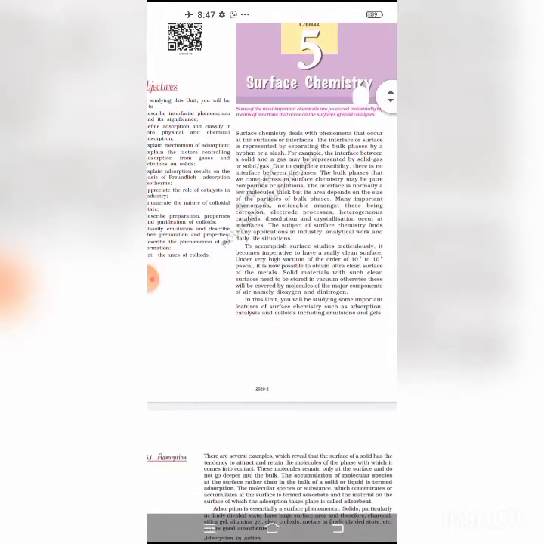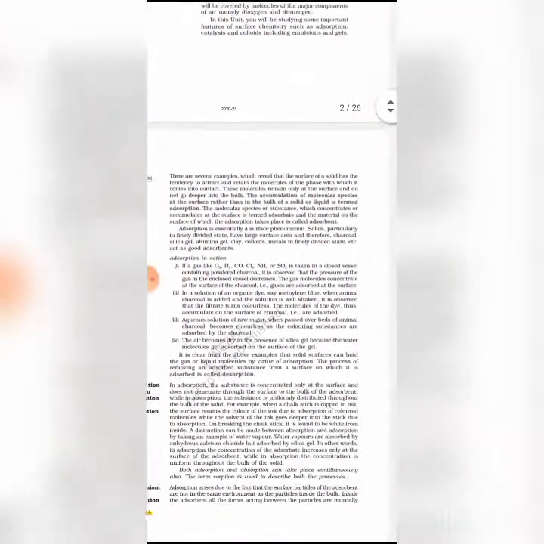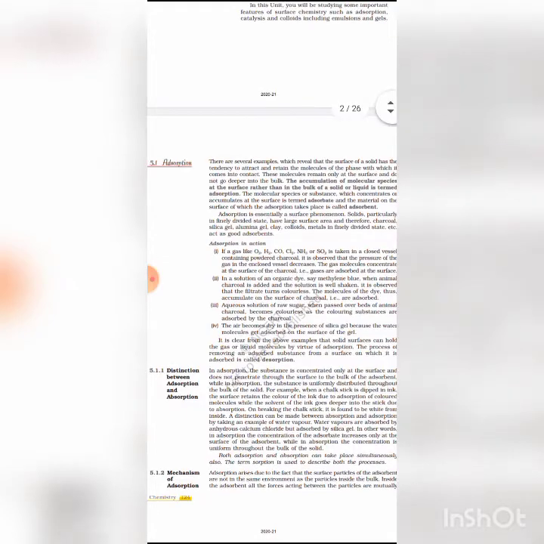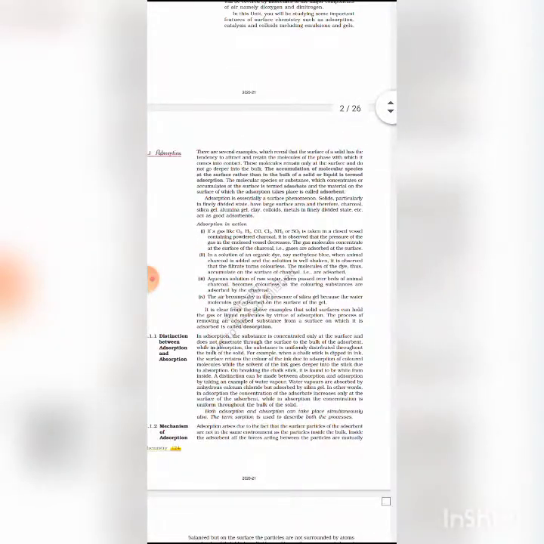Now, we stated adsorption. Students, adsorption: the phenomenon of attracting and retaining the molecules of a substance on the surface of a liquid or solid, leading to a higher concentration on the surface in comparison to the bulk, is called adsorption.